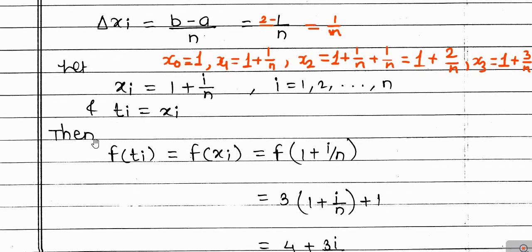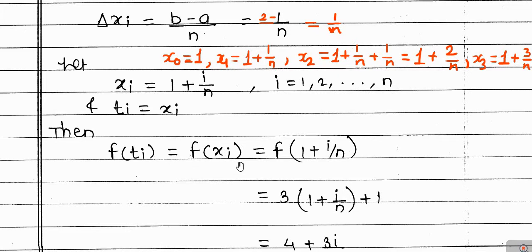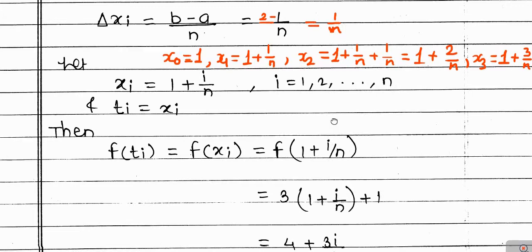Then we have f of ti equal to f of xi. As we are taking ti equal to xi, f of ti is equal to f of xi, which is equal to f of, put the value of xi, 1 plus i by n. So we have f of 1 plus i by n. Now use the definition of the function f. f of x was defined as 3x plus 1. So in that definition, replace x by this quantity 1 plus i by n. We get f of 1 plus i by n equal to 3 times (1 plus i by n) plus 1.